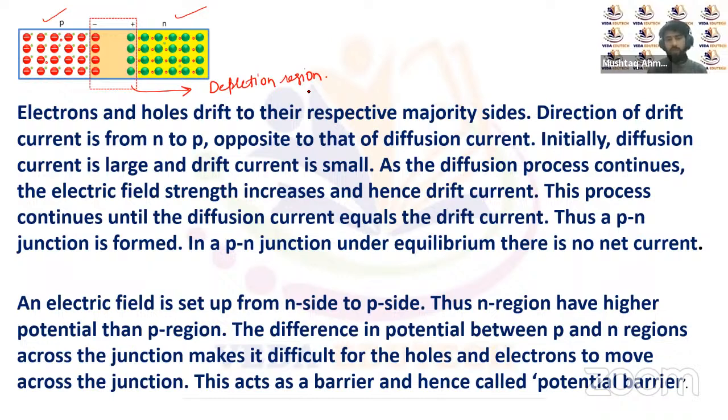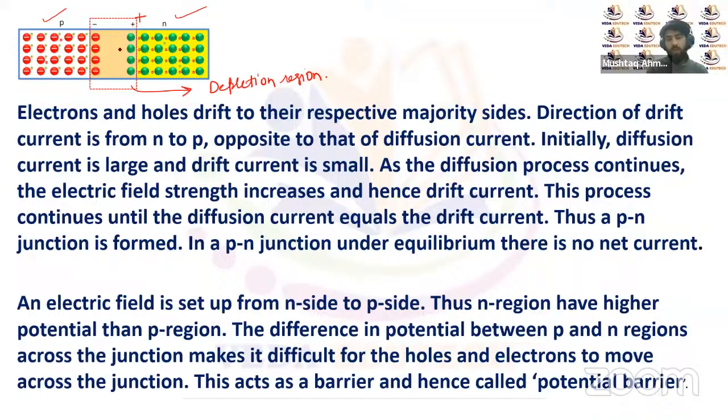So the electric field is set up from the N side to the P side. The N side is at higher potential, and the P side is at lower potential. The difference in the potential between the N side and the P side stops the flow of current because of the majority carriers. This potential we call the barrier potential. It acts as a barrier, and hence it's called the barrier potential for the PN junction diode.